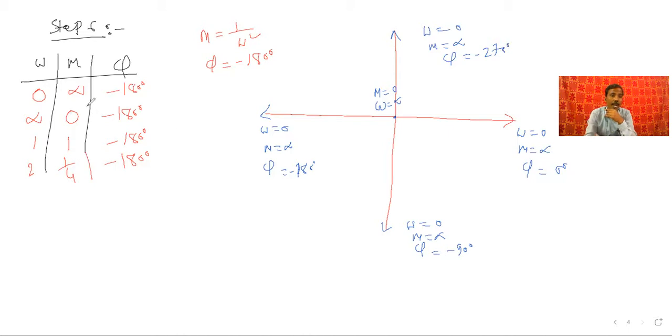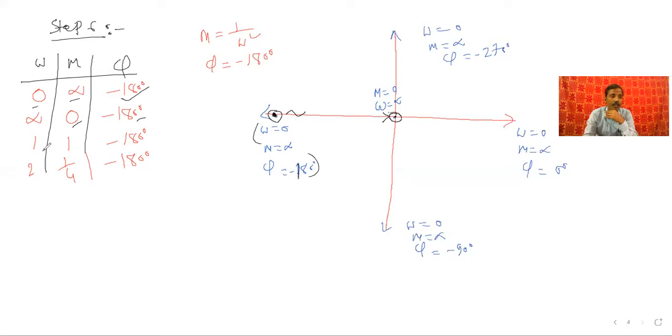Then put the values of omega, M, phi. First value: omega equals 0, M equals infinity on the minus 180 degree path. This is the minus 180 degree path, and at this point omega equals 0, M equals infinity, and phi equals minus 180 degree. Second value: omega equals infinity, that is the origin, M equals 0, also this is the origin, on the minus 180 degree path. So this is the direction and this is the terminating point.